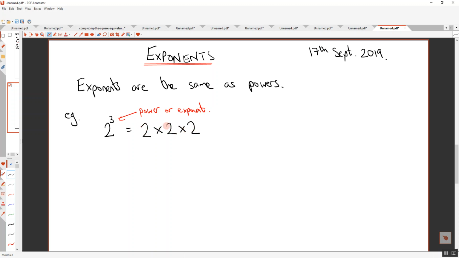Right, because the little 3, the power, tells you how many times. How many 2s it is, okay. Yeah, effectively, how many times you multiply the 2 by itself? So in this case, we multiply it by itself 3 times, okay. So 2 times 2 times 2, which is 8, okay.